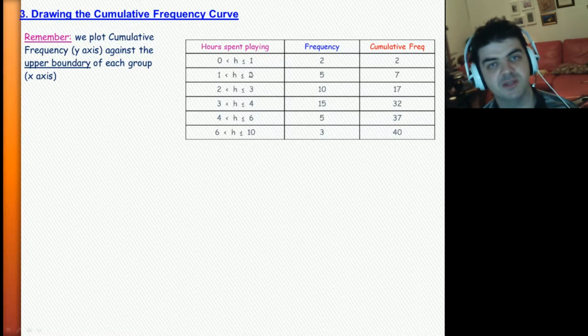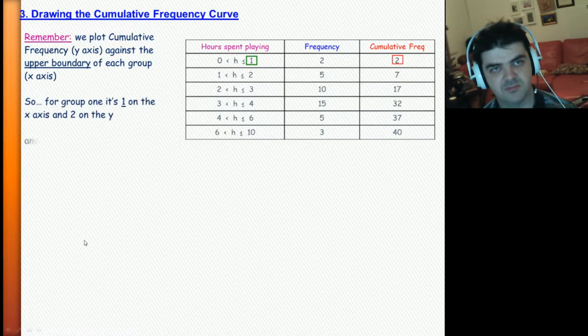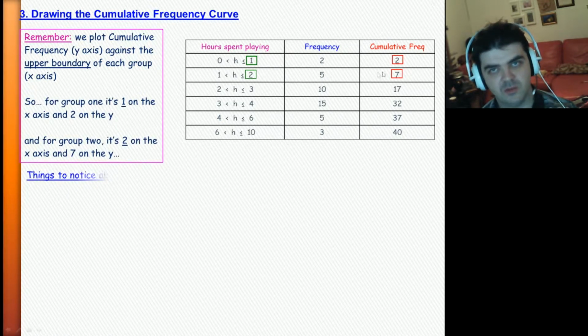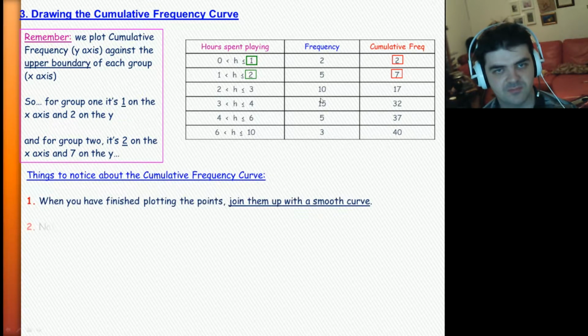Remember that up to 2 hours means that it's from 0 to 2 hours. Up to 3 hours is 0 to 3. Up to 4 hours is there. So we will plot our upper boundary, or 1, 2, 3, 4, 5, 6, 7, 8, 9, 10. Remember to be consistent against our cumulative frequency. So on the x-axis you're going to plot 1 on the x-axis and 2 on the y, 2 on the x-axis, 7 on the y, etc., etc.